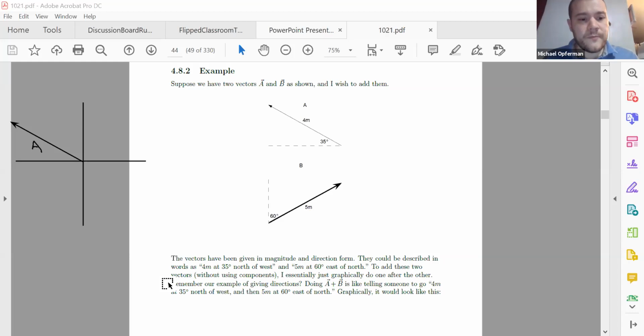Next, we do vector B starting from the end of vector A. So by that, I mean this. So we draw vector B starting from the end of vector A. So there's B. And vector C is going to be the one which goes straight from the origin to the end of B in one step, like that.